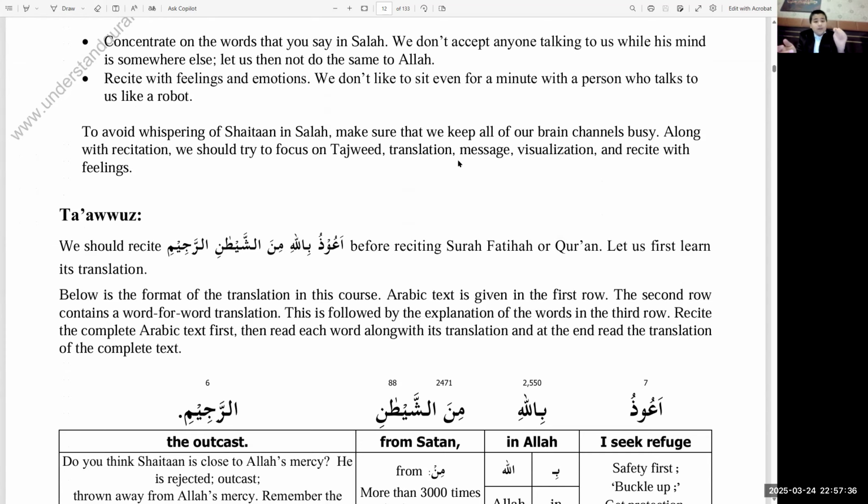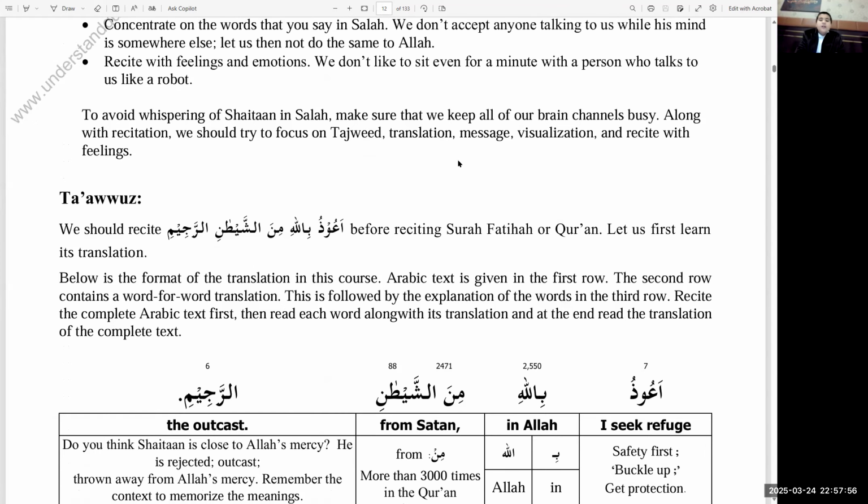Below is the format of the translation in this course. Arabic text is given in the first row. The second row contains a word-for-word translation. This is followed by the explanation of the word in the third row. Recite the complete Arabic text first, then read each word along with its translation, and at the end, read the translation of the complete text.